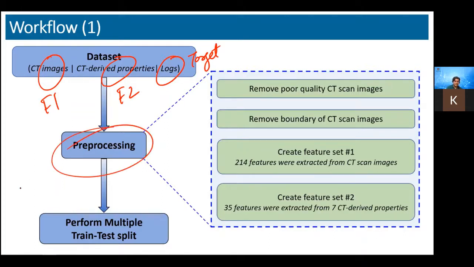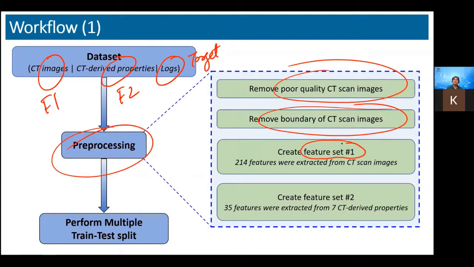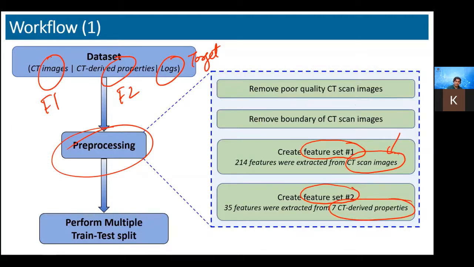So at the pre-processing step, as I was mentioning in the last discussion, we remove poor quality CT scans. We remove the effect of boundary. When we have a CT scan, there is boundary, and plenty of times at the boundary, we are not doing a great job in capturing the CT scans. So we remove the boundary effect. After that, we create a feature set 1 which is useful, and we create it from CT scan images. Then we extract feature set 2, which is more useful than the 7 CT derived properties. So we convert the CT scan images into something that is useful, which is called feature set 1. And then we convert the 7 CT derived properties into something useful, which is called feature set 2.